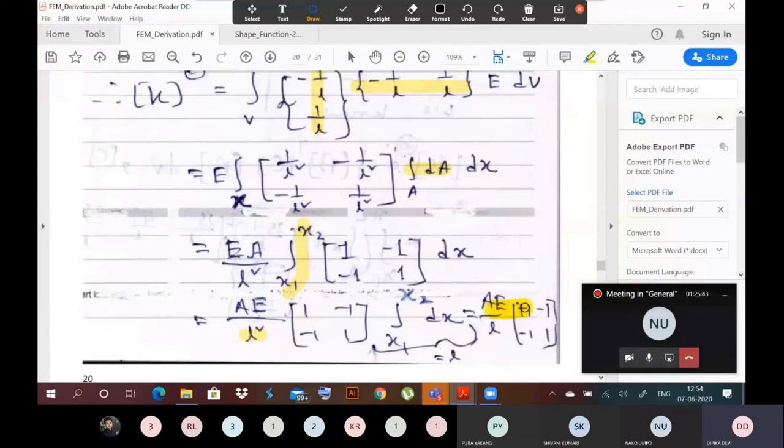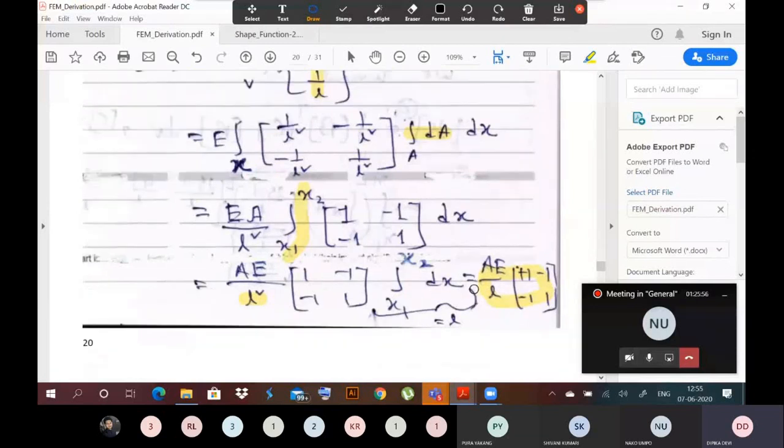Okay. Similarly, we can derive the element stiffness matrix for a 3-noded bar element. For a 3-noded bar element, it is not possible to derive using Hooke's law directly. So we have to use this particular expression to derive the K matrix for a 3-noded bar element. Here it is better to use the natural coordinate system because the integration will be easy.